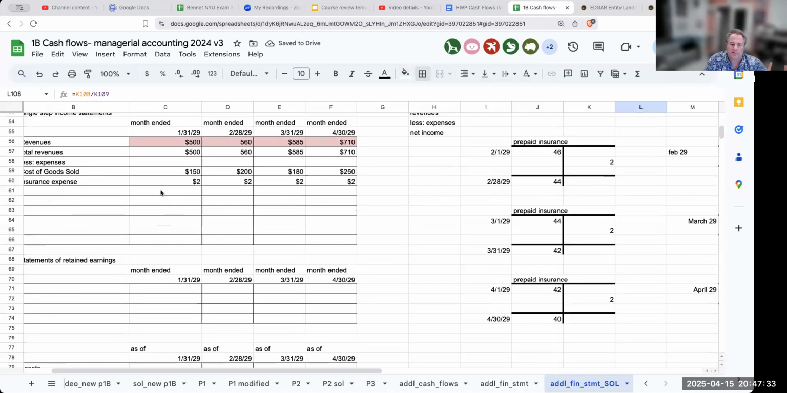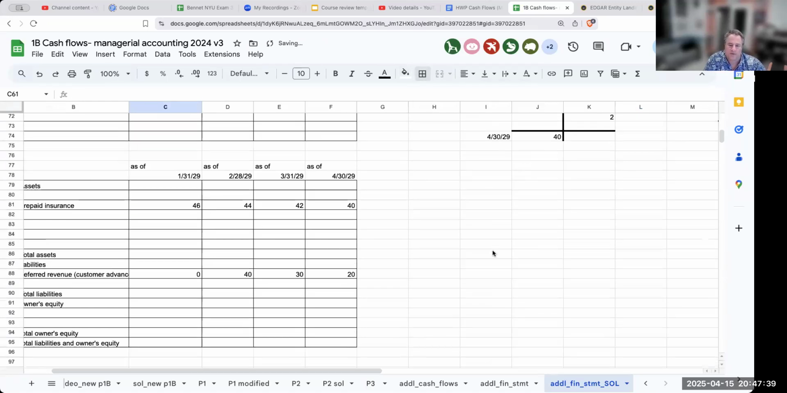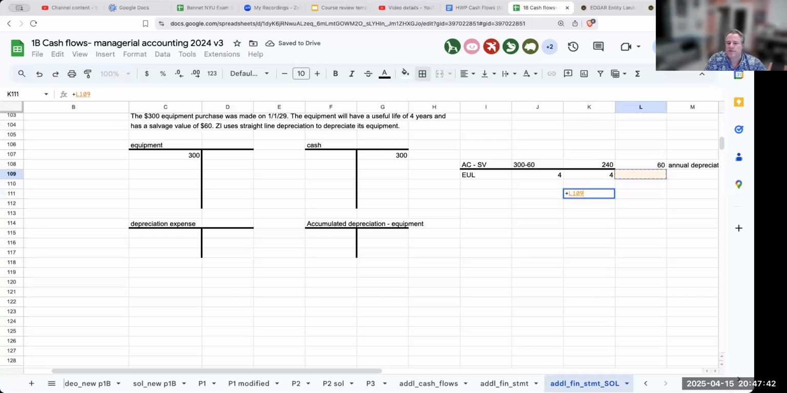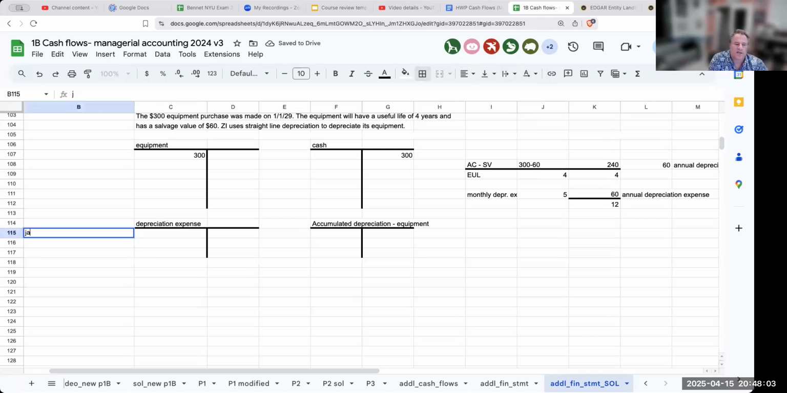Do I want to write 60 here for depreciation expense? No, I do not, because this is a monthly amount. So what I need to do is take the 60 of annual depreciation expense and divide this by 12. When I divide this by 12, I get monthly depreciation expense of 5. That's something we want to consider as we're doing this type of problem. So for the month of January 2029, I'm going to debit depreciation expense for 5, and I'm going to credit the accumulated depreciation on the equipment.